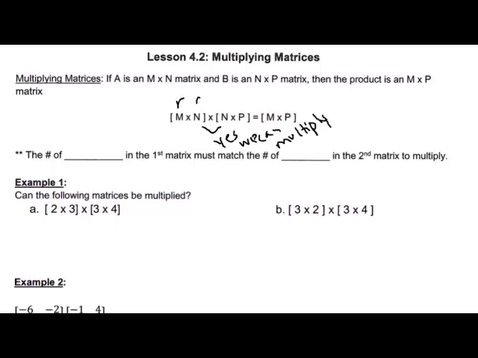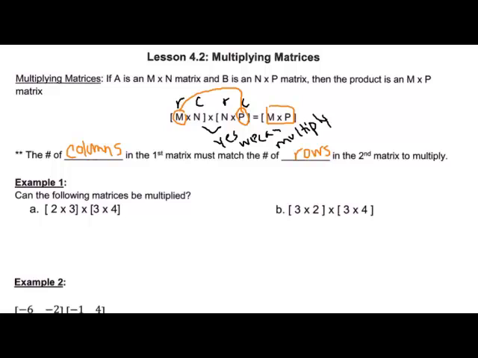Remember, this is a row and a column and a row and a column. So the column of the first matrix and the row of the second matrix have to match in order to be able to multiply. Our result comes from the row of the first and the column of the second. So again, if you write it out like this, the middle two have to match. The outer two are what gives us our solution. So the number of columns in the first matrix must match the number of rows in the second matrix in order to be able to multiply.